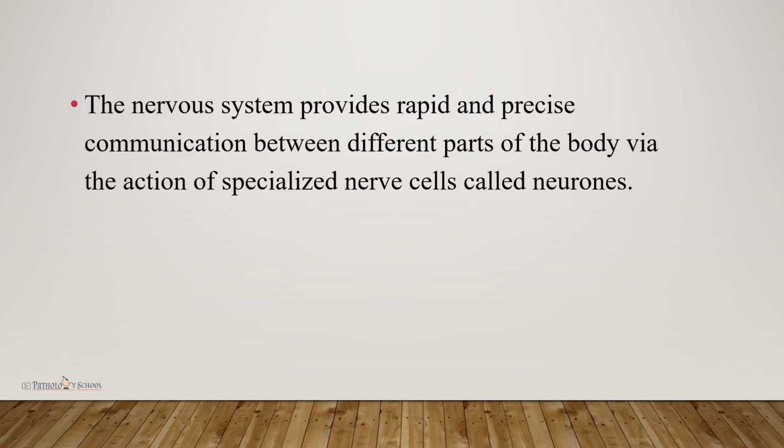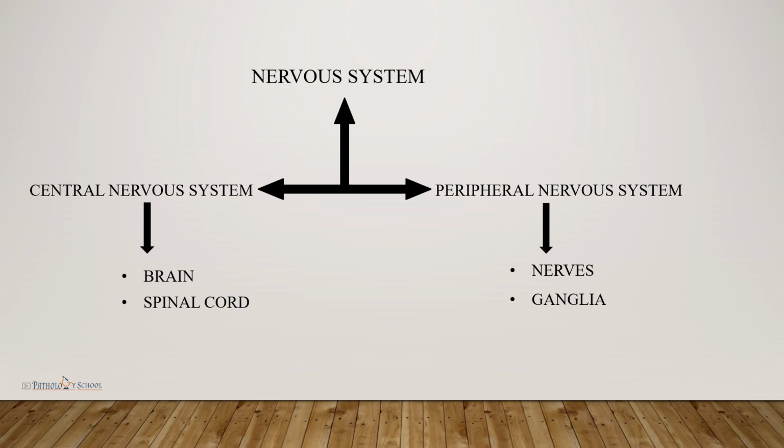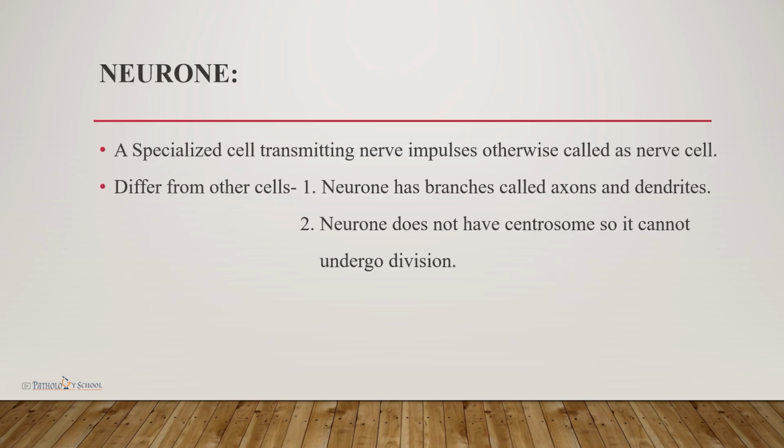The nervous system provides rapid and precise communication between different parts of the body via the action of specialized nerve cells called neurons. The nervous system is divided into two parts, central nervous system and peripheral nervous system. The central nervous system contains brain and spinal cord, while peripheral nervous system contains nerves and ganglia. As central nervous system is discussed in previous PG activity, we will focus only on peripheral nervous system.